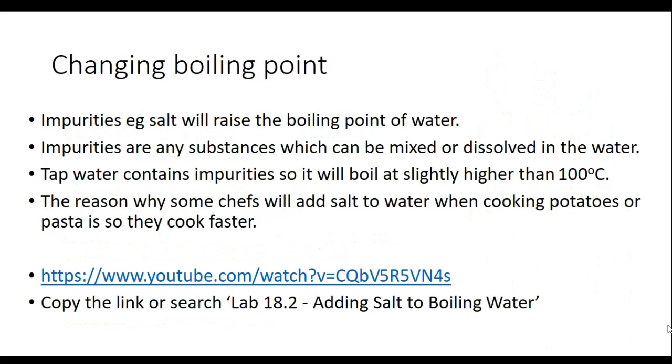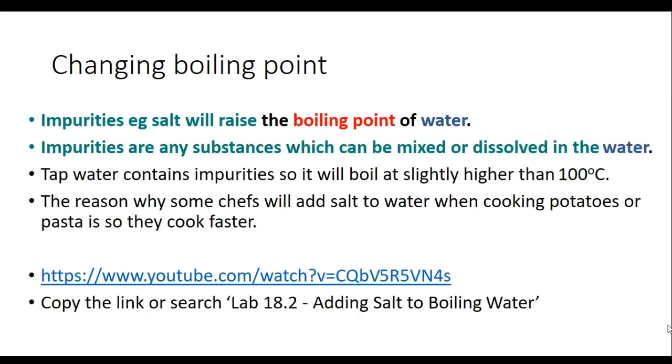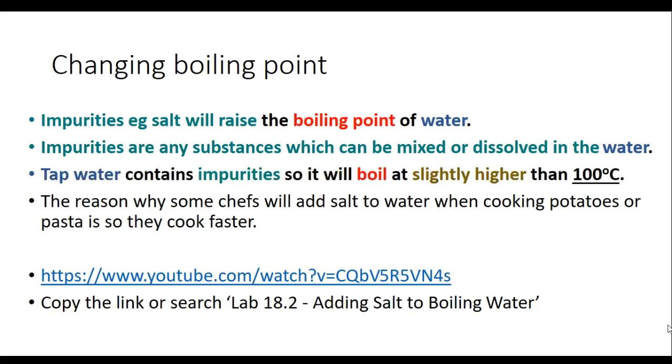Now, there are certain ways that we can change the boiling point of a certain substance, for example, water. Impurities are one of these ways. So impurities, for example, salt, will raise the boiling point of water. Impurities are any substance that can be mixed or dissolved in the water or in a liquid. Tap water contains impurities, so it is not pure water. So pure water is water that doesn't contain any impurities.